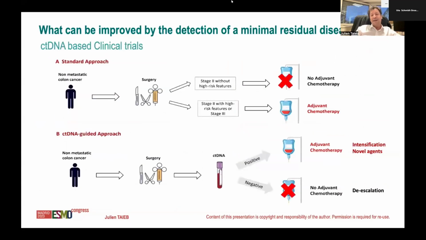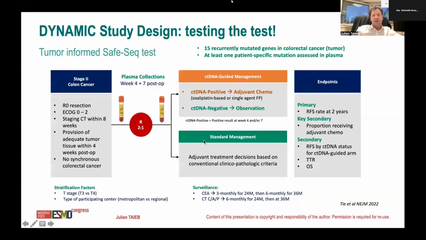What is interesting is that ctDNA has now been completely included in clinical research in the adjuvant setting. Before, we were doing adjuvant chemotherapy mainly based on the histopathological stage of the disease. Currently, we can imagine that ctDNA will drive our treatment decision for adjuvant chemotherapy in stage 2 and 3.